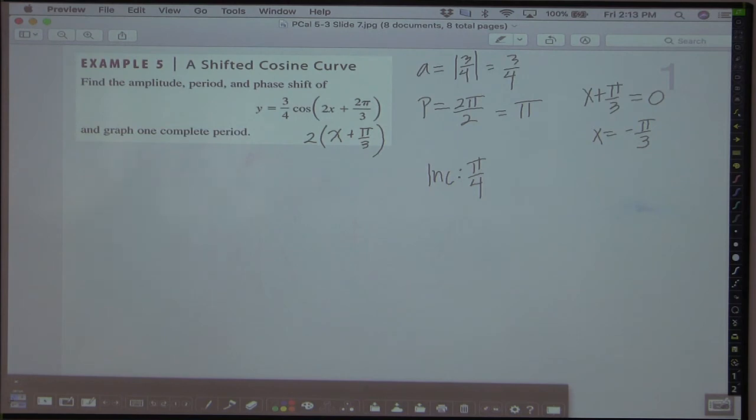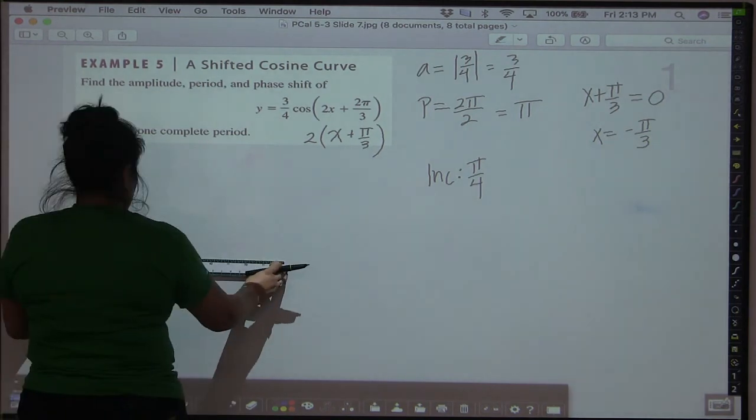I've got about 5 minutes. I think I can do this in 5 minutes. So here we go. Gonna draw this little sucker.